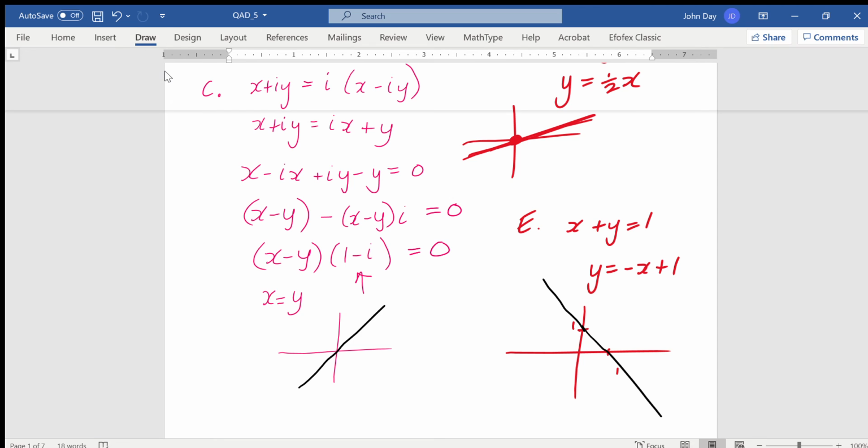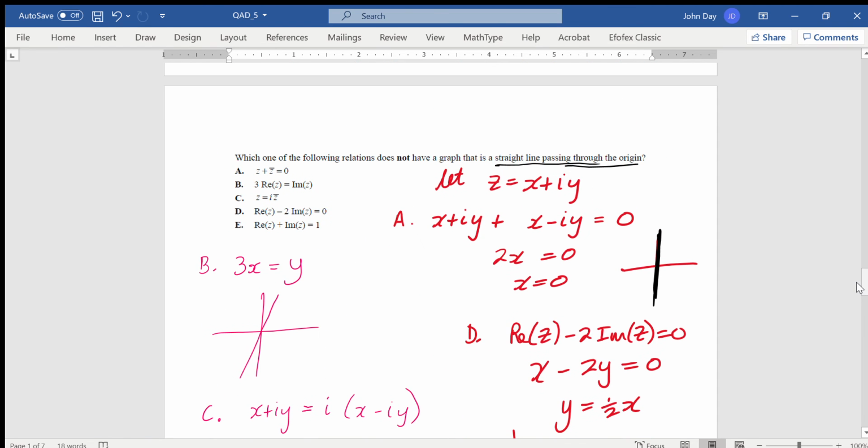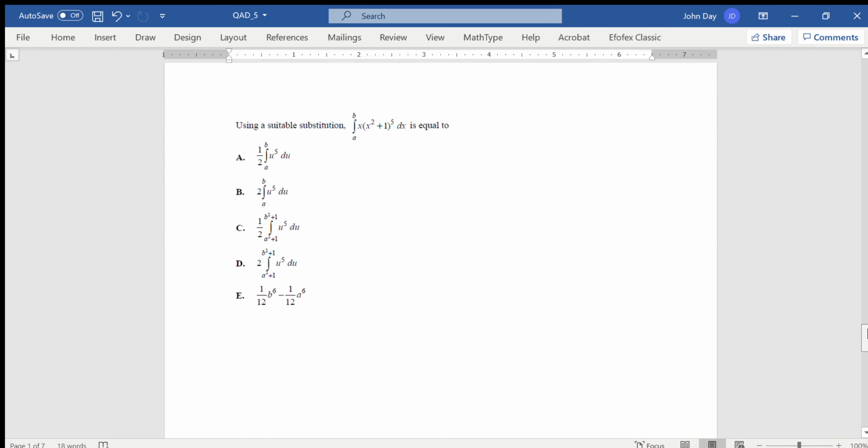So we know that the line that does not go through the origin is in fact that last one, because it says does not have a graph that passes through the origin. Okay, what's the next one?